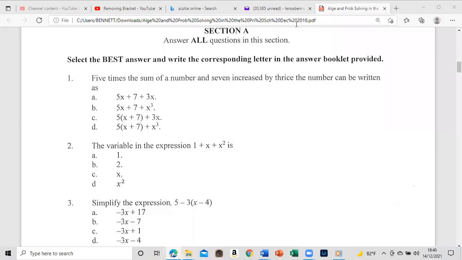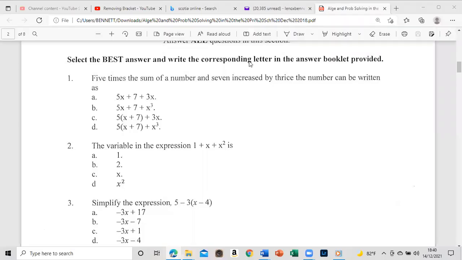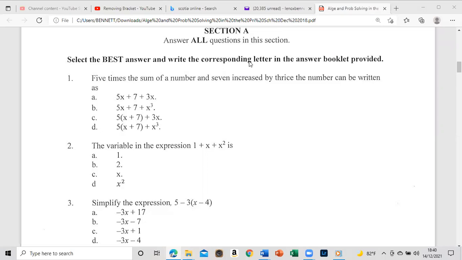I probably work them out because I can't bother with the readme. Yeah, all right. It's a 5 times the sum of a number and 7 increased by thrice the number can be written as.